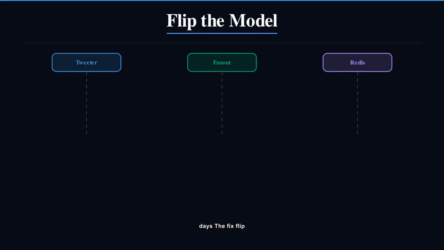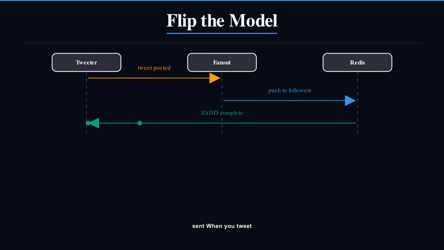The fix: flip the model. Instead of driving to 400 post offices, the post office delivers mail to your mailbox the moment it's sent. When you tweet, a worker writes it directly into every follower's timeline cache before they even open the app.